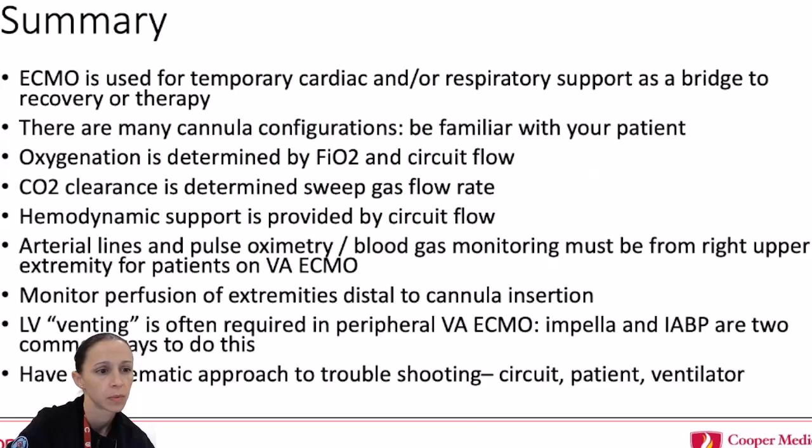And then we talked about how we determine our oxygenation and circuit blood flow rate. We set FiO2, we clear CO2 with our sweep gas. We improve hemodynamics with our blood flow on VA ECMO. VV doesn't provide that support. Remember, we're going to put our arterial lines preferentially in the right upper extremity, particularly the radial artery, particularly for peripheral VA ECMO. And then we want to monitor our perfusion distal to the cannula, particularly in the legs. We're going to use our foresight tissue oximetry. We want to monitor our normal neurovascular status, but you may not actually have a pulse. And obviously discussion with the team about whether that's expected or not is always helpful.